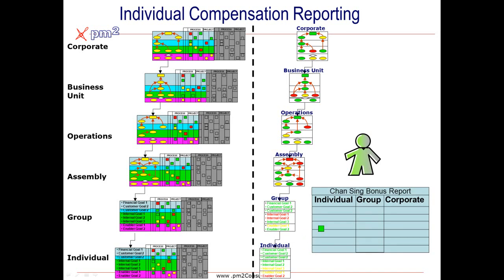And we should be able to take specific metrics from the individual, the group, and the corporate level scorecards that contribute to creating this individual's bonus report. In this way, we have the connection from strategy through the processes and projects to the specific individual and teams.